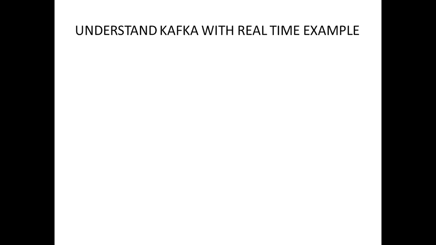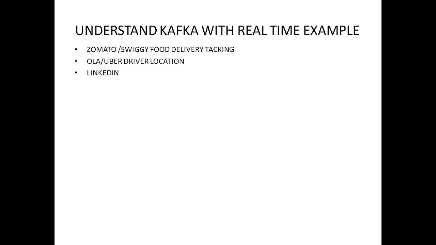Let's take a real-time example to understand what is Kafka. We can use Kafka at Zomato or Swiggy for food delivery tracking. We can use Kafka at Ola or Uber for drivers' location tracking. We can use messaging services in LinkedIn, and also at Netflix or Amazon Prime while we are pausing the video and playing the video.